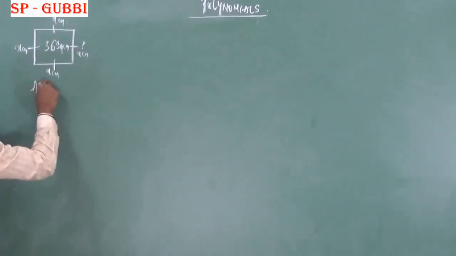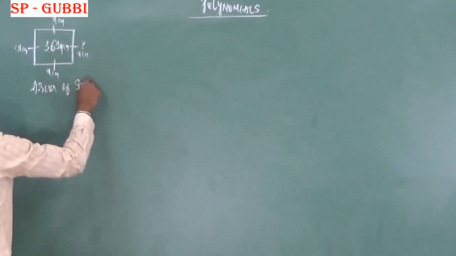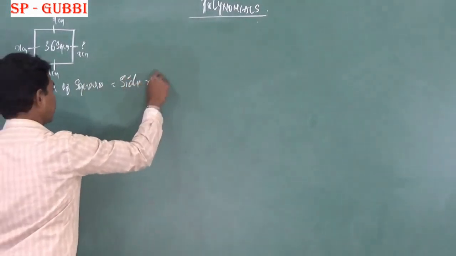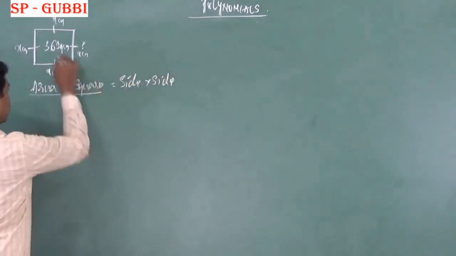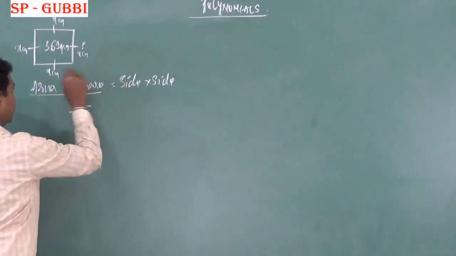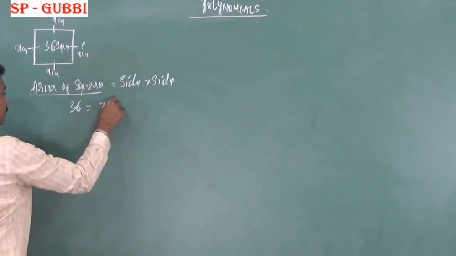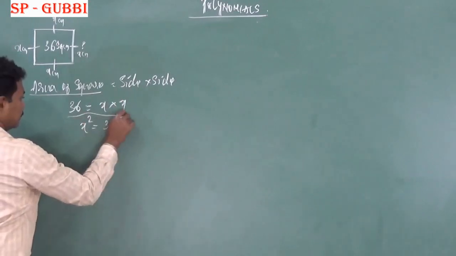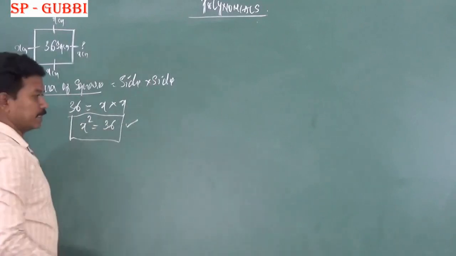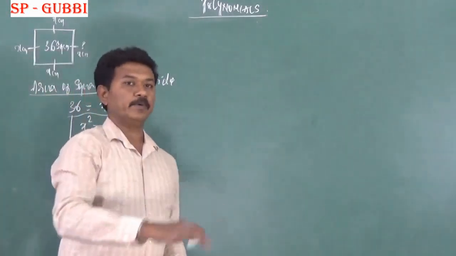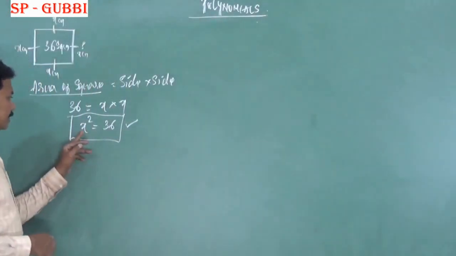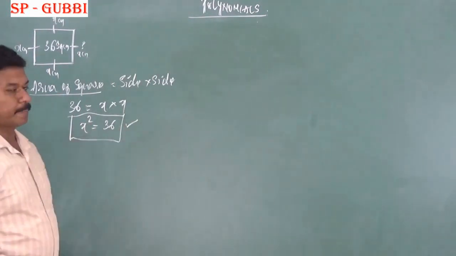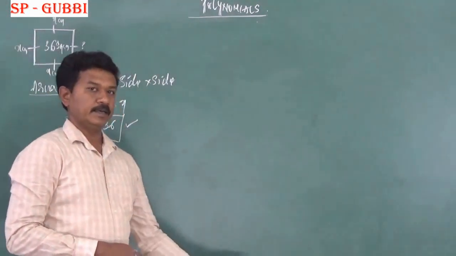then the area of the square can be given as side into side. So the area of the square is 36, and let one side be x centimeters, so x into x is x square equals 36. If you look at this algebraic expression, it is also a polynomial, because x is the variable and the power of that variable is plus 2. Therefore this is an algebraic expression as well as a polynomial.